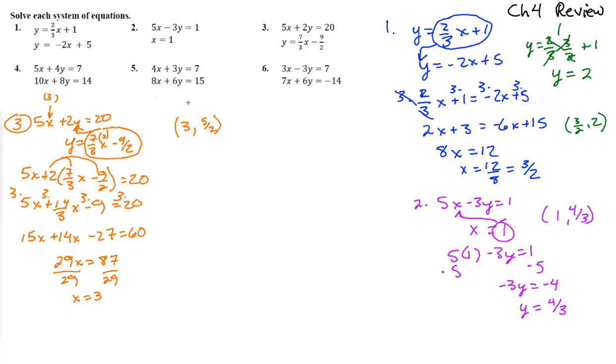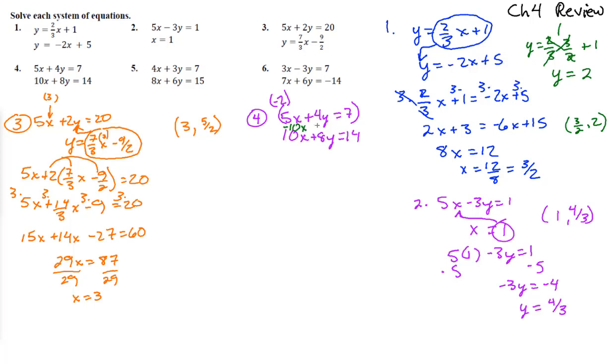All right, number 4. We have 5x plus 4y equals 7, and 10x plus 8y equals 14. What do we have with this one? Looks like elimination would be great to get rid of those y's. Let's times the top by negative 2. There we go. So we could rewrite this as a negative 10x.